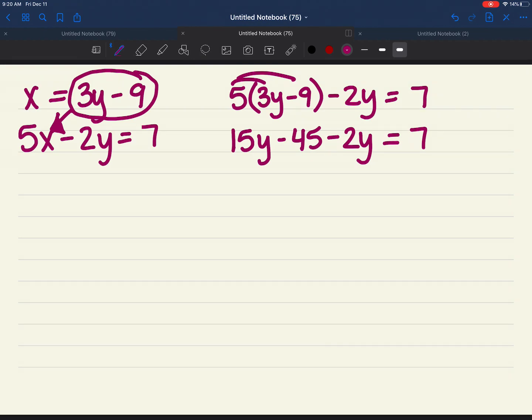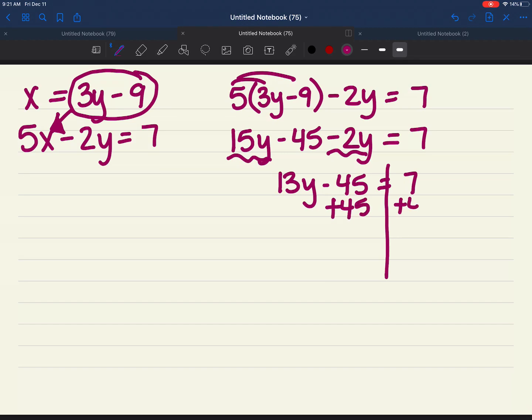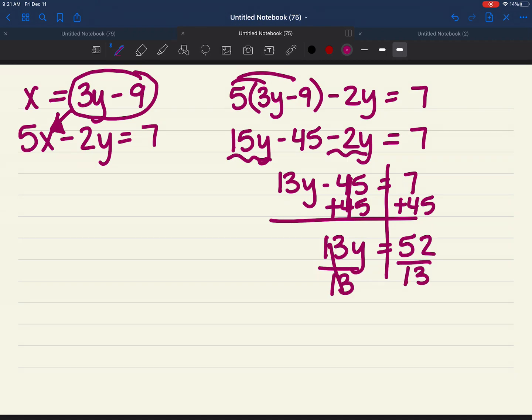And then subtract 2y from 15y. What's 15y minus 2y? 13y. So I get 13y minus 45 is equal to 7. Plus 45. What's 7 plus 45? 52. Good. So I get 13y is equal to 52. My last step is to do what? Divide. What's 52 divided by 13? 4. Very good.